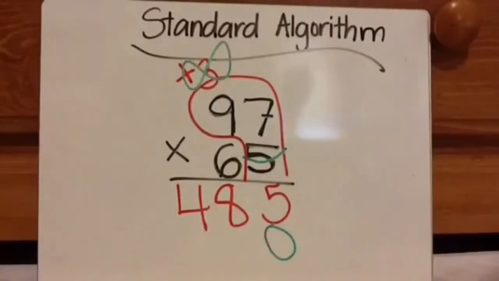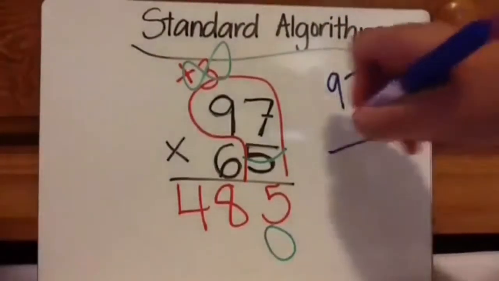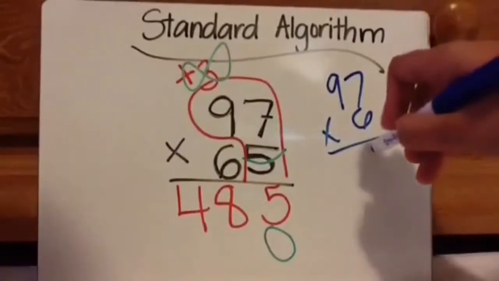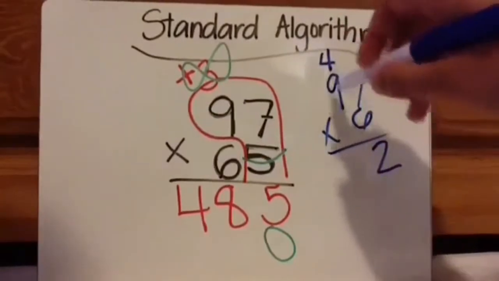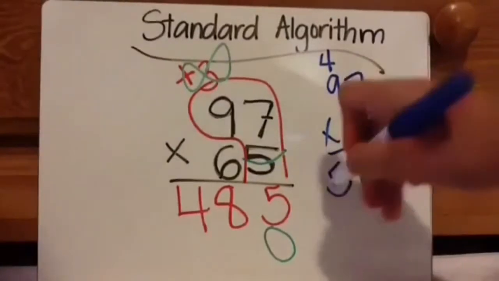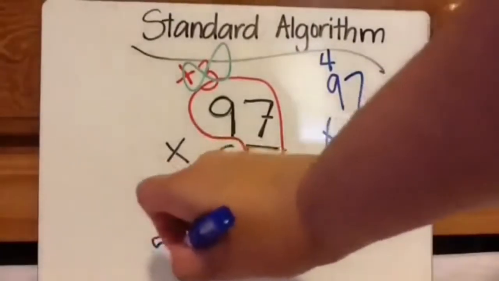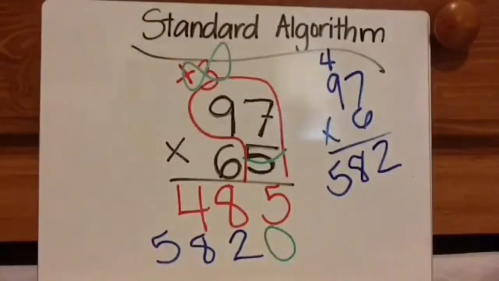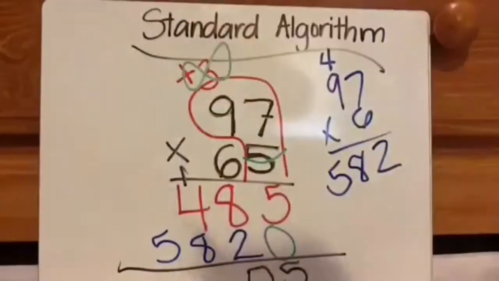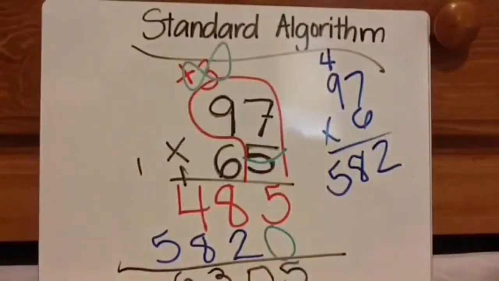Step 2, bow tie, collar, lay an egg. Step 3, 97 times 6. Remember, if it's too messy, it's overwhelming, you can do it on the side. 7 times 6 is 42. 9 times 6 is 54, plus 4 is 58. So I'm going to just put all that over here. Step 4, add it all together. 6,305 is what I got.